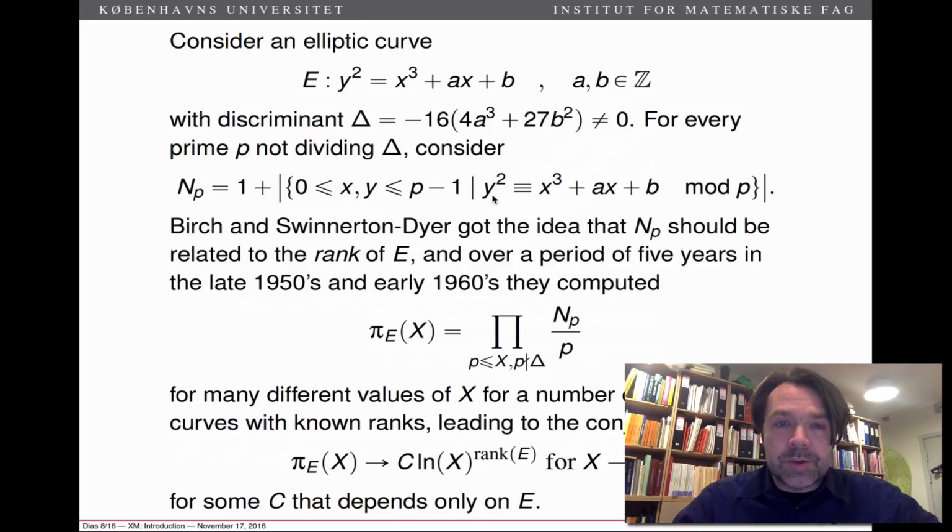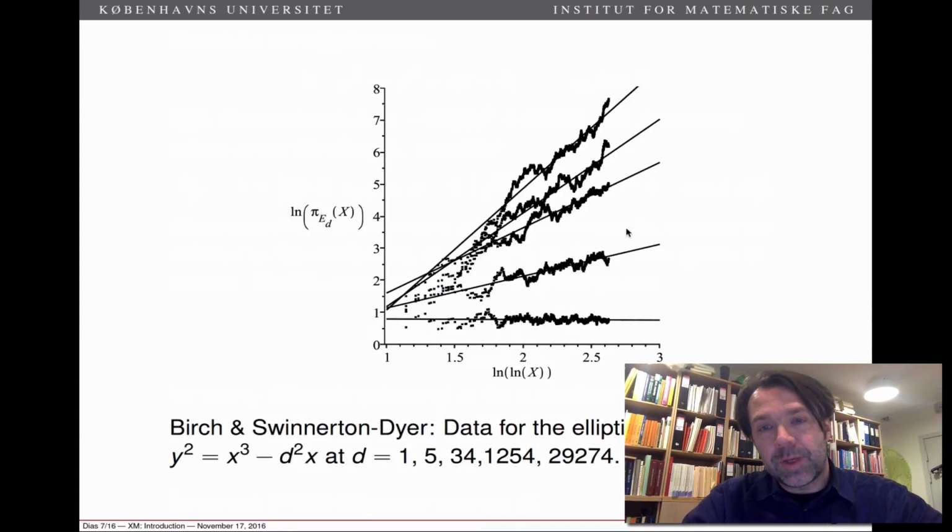And of course you can have a computer compute how many of these solutions there are, and this is what they did. And they computed this number, pi_E(x), which is some sort of joint information of how many solutions there are relative to p, and simply found that these numbers were growing at a rate which was given by a power law, so the logarithm of x to this power, where this power was exactly the rank. Right? So what we're seeing here is that the ranks are different, and this means that the rates of growth are different in a systematic way.